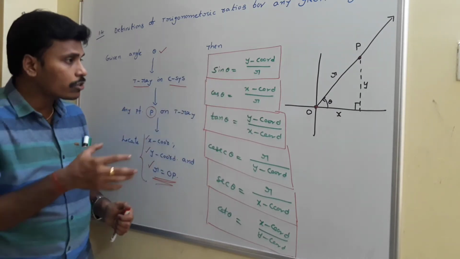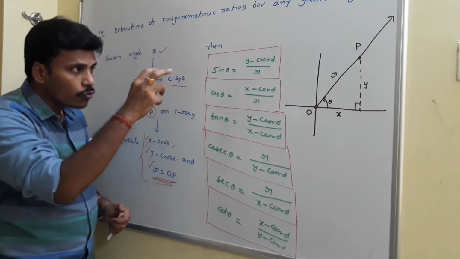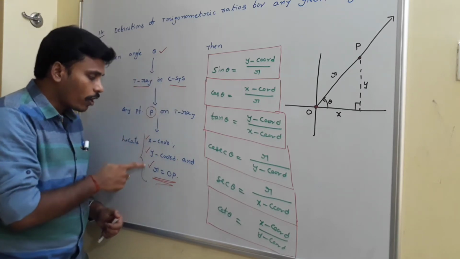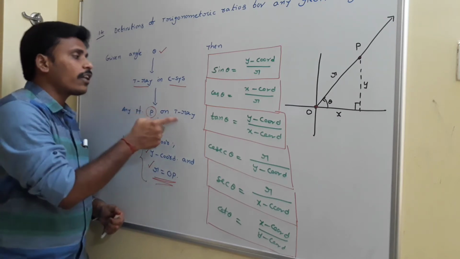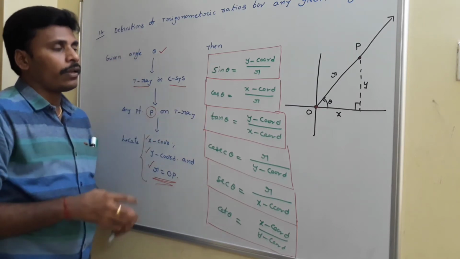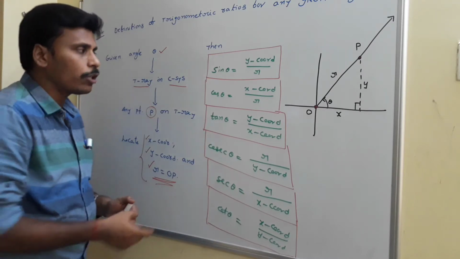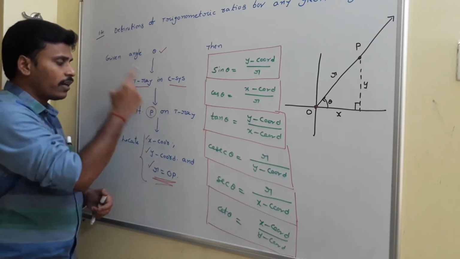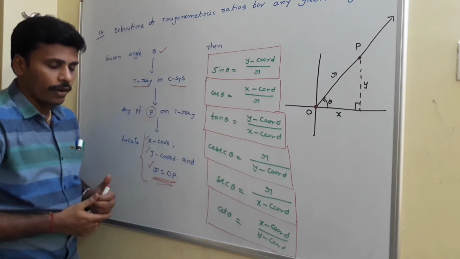After having those 6 ratios, the question is how to locate x, y and r. To locate them, you need a point P on the terminal ray. And where is the terminal ray? It corresponds to a given angle. I will give you one example, and with that example everything will be clear for you, right? So for the example you need to follow this procedure: angle, terminal ray, point, these values, and these are the definitions of the trigonometric ratios.